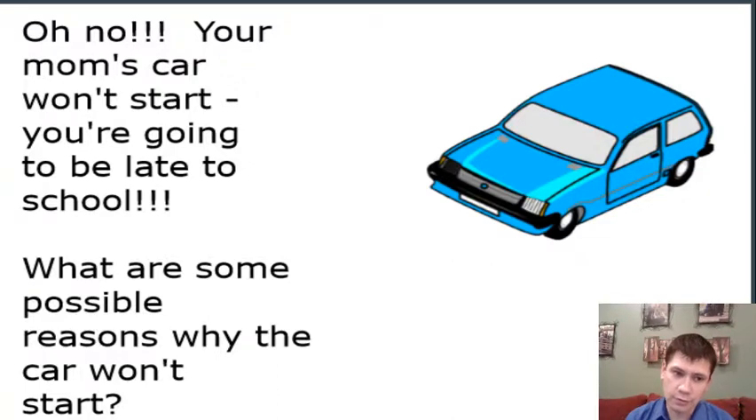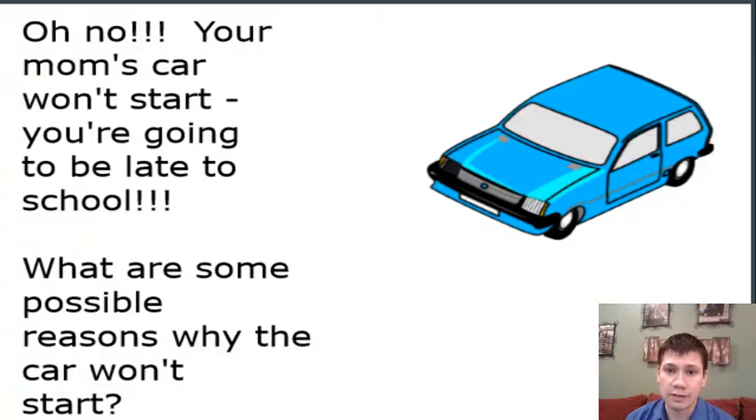You're going to be late for school. What are some possible reasons why the car won't start? I'm sure all of us probably have some experience with this. So we could make a long list of reasons. Might be ran out of gas. Might be the battery's dead. Might be something more internal. It's out of oil. Oil leaked out. Overheated. We could come up with a long list of reasons why the car doesn't start.